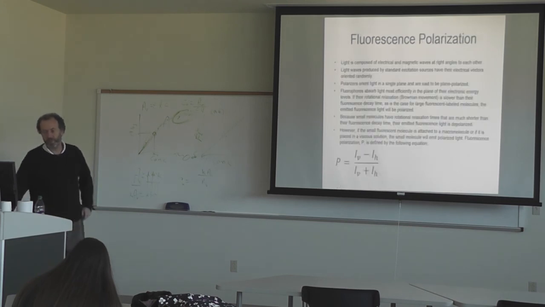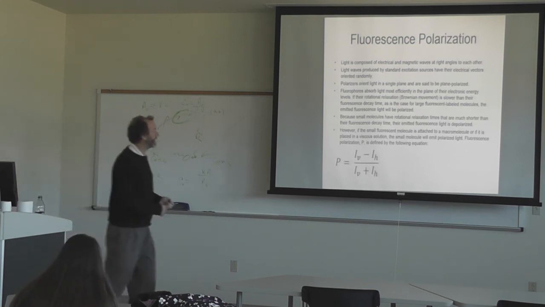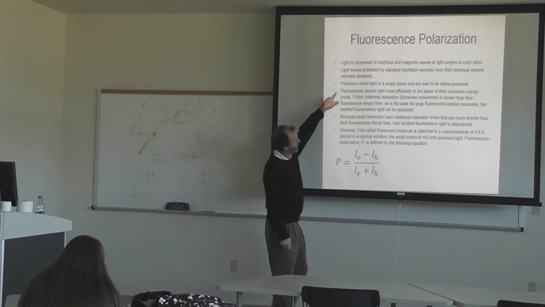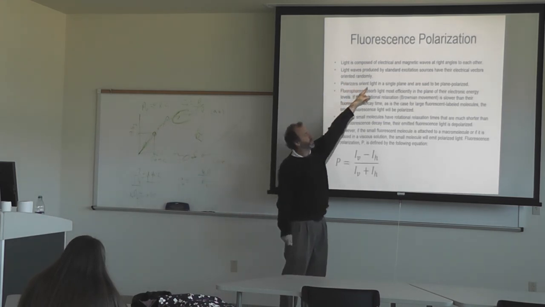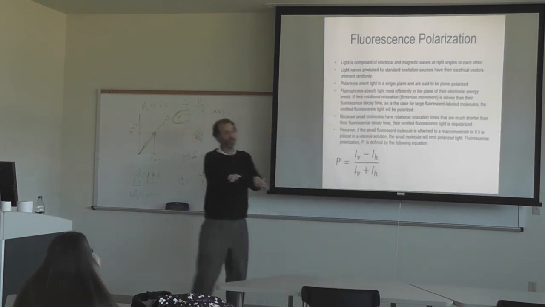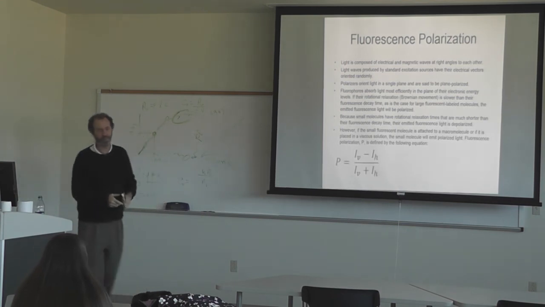Has anybody ever heard of fluorescence polarization? So we know light is composed of electrical and magnetic waves that are at right angles to each other, so they're going to have some kind of geometry to them. Typically, light sources generate these electrical vectors oriented randomly, in every which way, right?